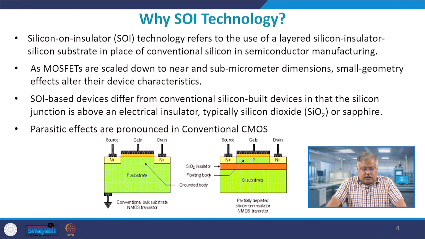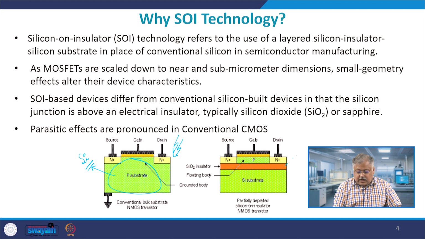So, SOI technology refers to the use of a layered silicon insulator silicon substrate in place of the conventional silicon in semiconductor technology. If you look at my conventional bulk technology, the conventional CMOS process or the MOSFET process, this whole area is basically silicon. What we have done here is that there is a thick layer of silicon dioxide which is introduced between the silicon substrate and the floating body.